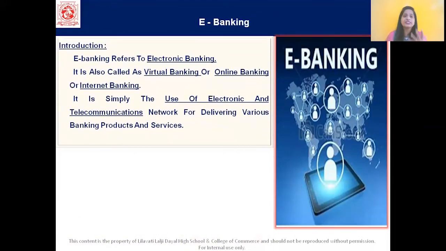Now E stands for electronic banking. So e-banking, students, refers to electronic banking. It is also called virtual banking or online banking, which is again termed as internet banking. It is simply using electronic and telecommunication network for delivering various banking products and services.